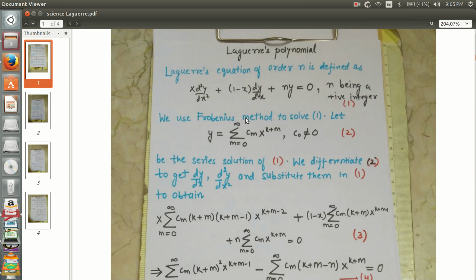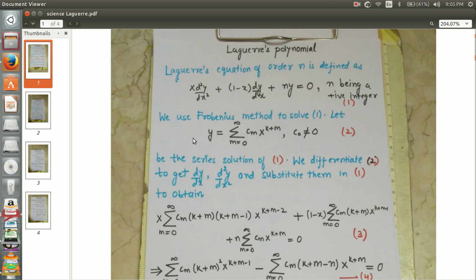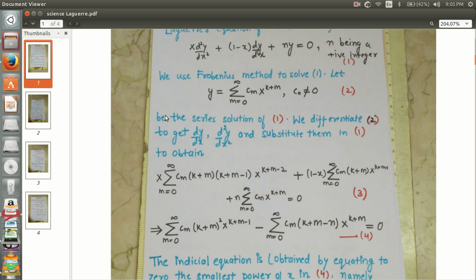So the Lagrange equation of order n is defined as we have defined earlier also. When we take the Frobenius method to solve the equation, we take y equals summation m equals 0 to infinity c_m x to the power k plus m, where c naught not equal to 0. We will see that this polynomial satisfies this equation, and in this way we get the Lagrange polynomial. The polynomial solution which satisfies the Lagrange equation is called the Lagrange polynomial.